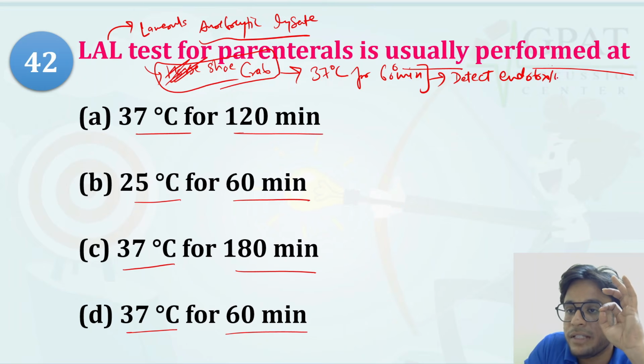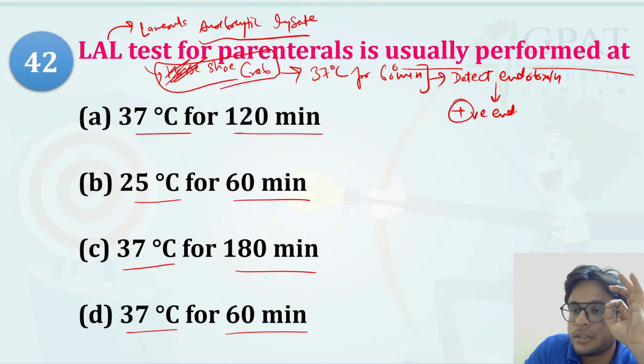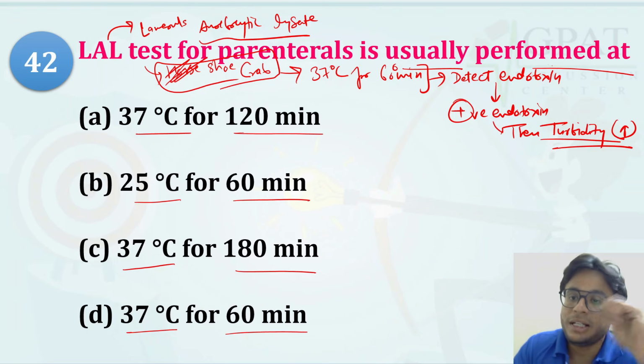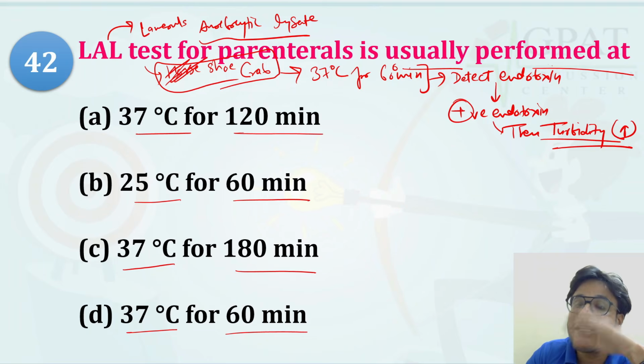If there is a presence of endotoxins, then turbidity is going to increase for that particular solution. Otherwise, turbidity is not going to increase. So option D is going to be the correct answer for that question.